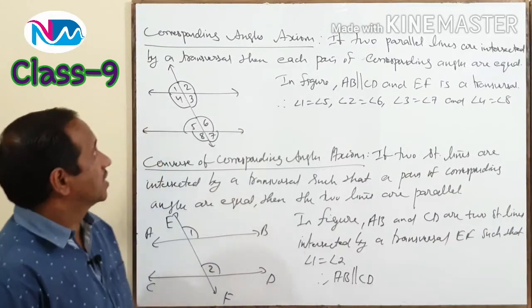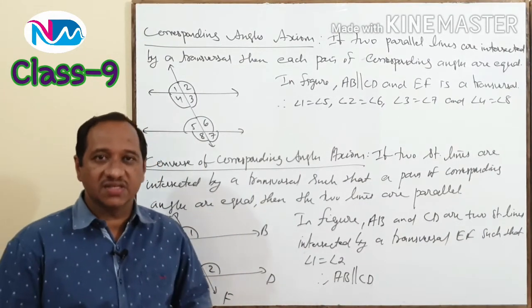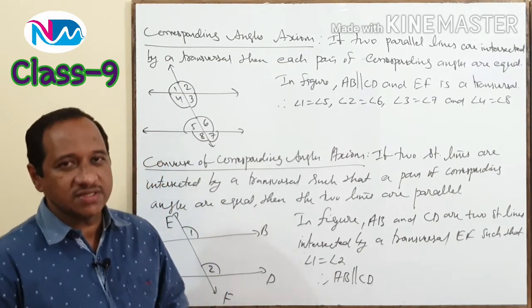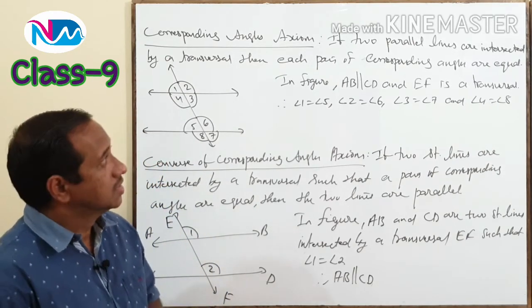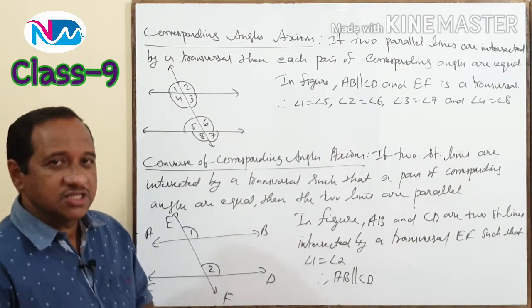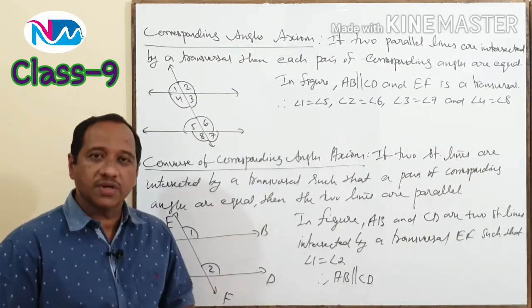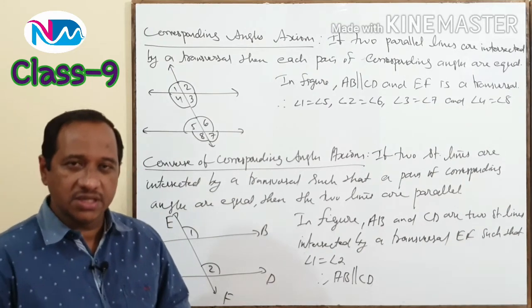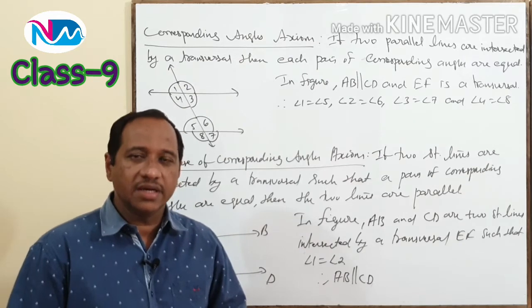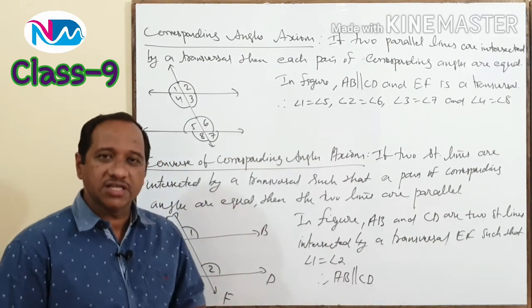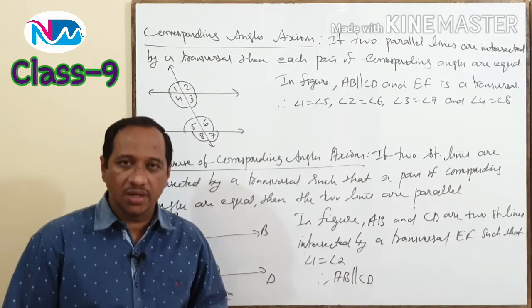Now let us see what is the corresponding angles axiom. An axiom is a mathematical statement which requires no proof. Here, if two parallel lines are intersected by a transversal, then each pair of corresponding angles are equal. I repeat, if two parallel lines are intersected by a transversal, then each pair of corresponding angles are equal.